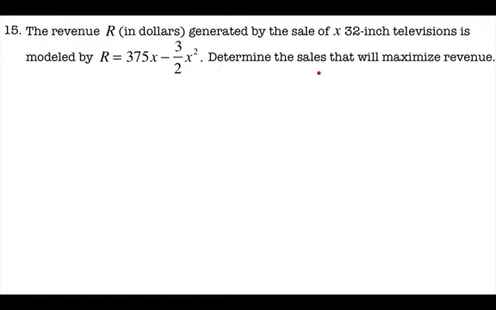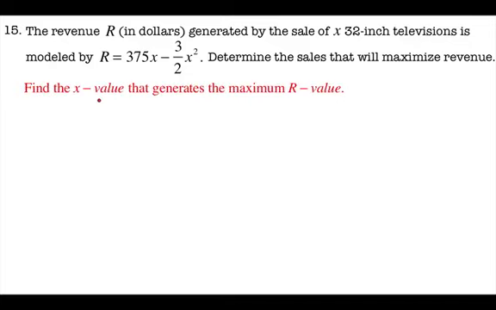It says determine the sales that will maximize revenue. So this is basically what you're doing. You are actually going to have to find the x value that generates the maximum R value. If you remember from algebra 1, this is a parabola, and this parabola is opening down. So that's why it's okay to be talking about a maximum.